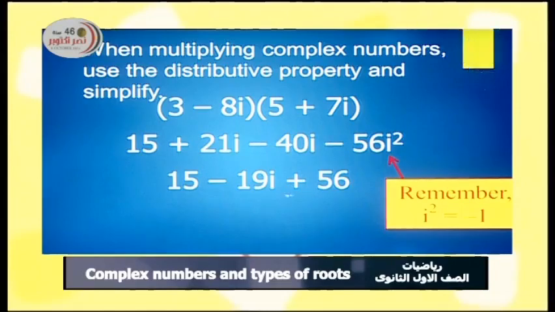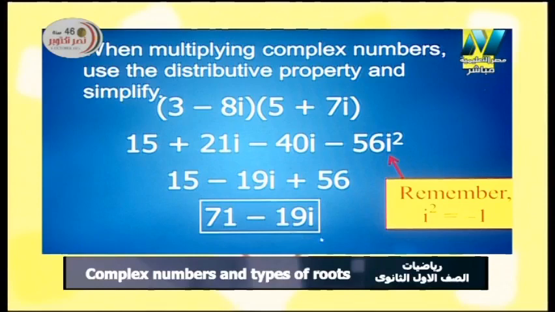The excellent student looks at 15 and 56. Now they are like terms. 15 plus 56 will be added together. The answer will be 71. And negative 19i has no like term with it, so it remains as it is, negative 19i. This is the answer.